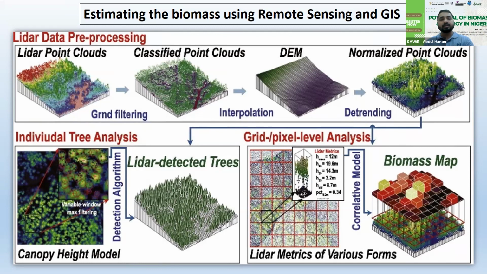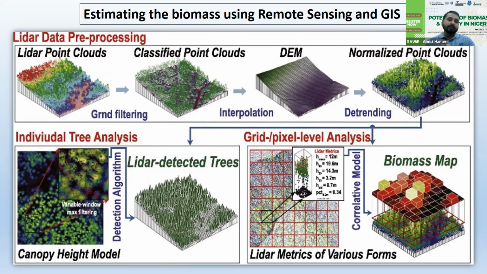DEM stands for digital elevation model, which is a raster layer storing the elevation above mean sea level in its raster pixels. We interpolate with the DEM, and after detrending, we find the flat surface, which is the normalized point cloud.